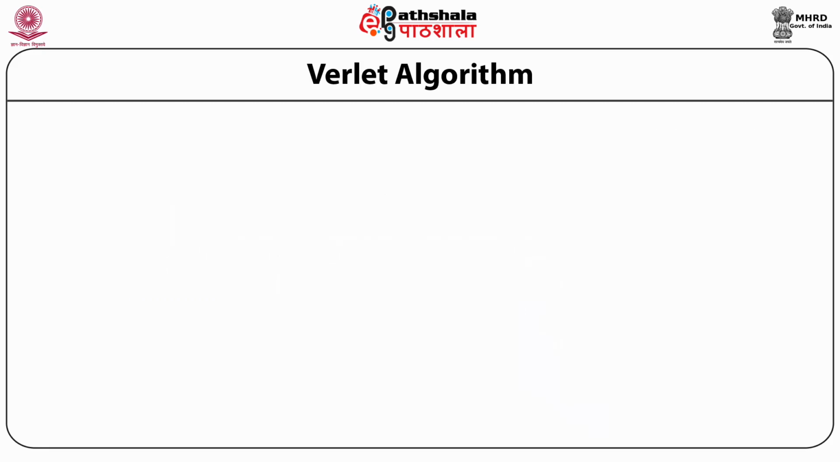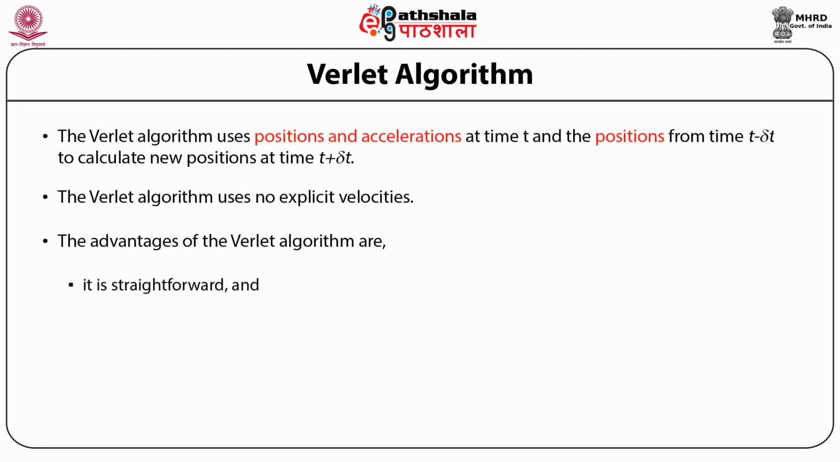The Verlet algorithm does not include this particular method. What I have shown you does not include the velocity values at all. Its advantage is that it is very straightforward, and it does not use explicit velocities. Also, the storage requirement is only one step earlier, that is, the coordinates of the previous step.